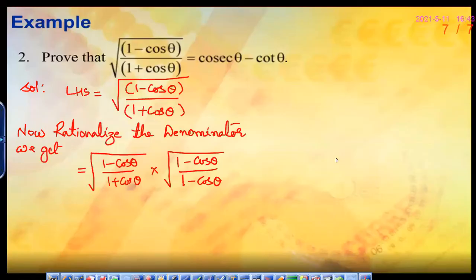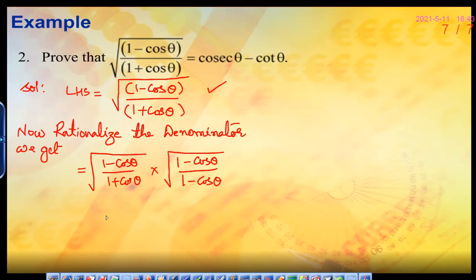Now let us solve the second problem. Prove that under root of 1 minus cos theta divided by 1 plus cos theta is equal to cosecant theta minus cot theta. For this, I have taken LHS and now I have rationalized the denominator. Children, you know that rationalizing the denominator means, if you have 1 plus cos theta in the denominator, you need to multiply the numerator and denominator with 1 minus cos theta.